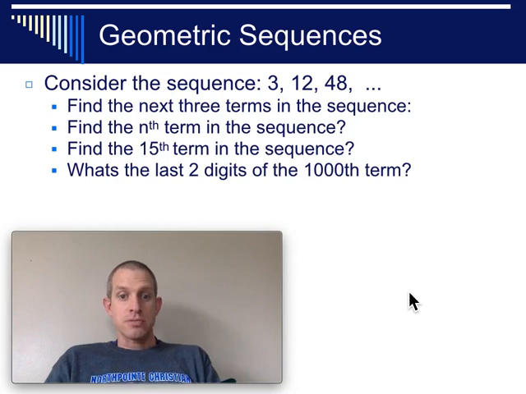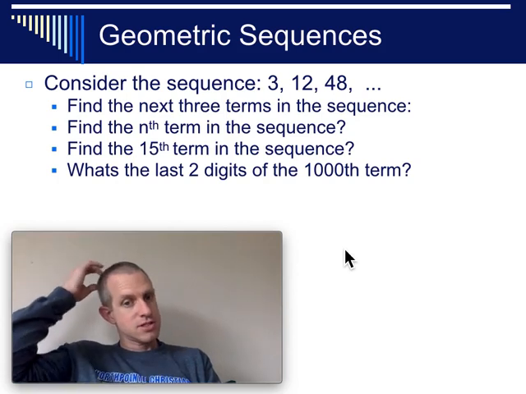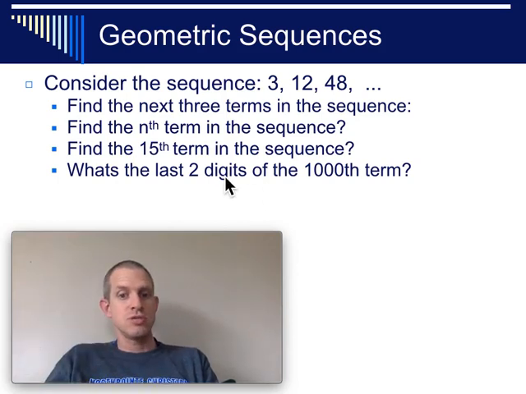So now it's your turn. Here's a sequence, 3, 12, 48, and so on. I'd like you to see if you can find the next 3 terms in the sequence and a formula for the nth term. Once you've done that, see if you can find the 15th term in the sequence. And then a little bonus question: what are the last 2 digits of the 1000th term? Good luck with that one. A little bit of a puzzle. I would encourage you to pause it now and come back in a little after you've had a go.